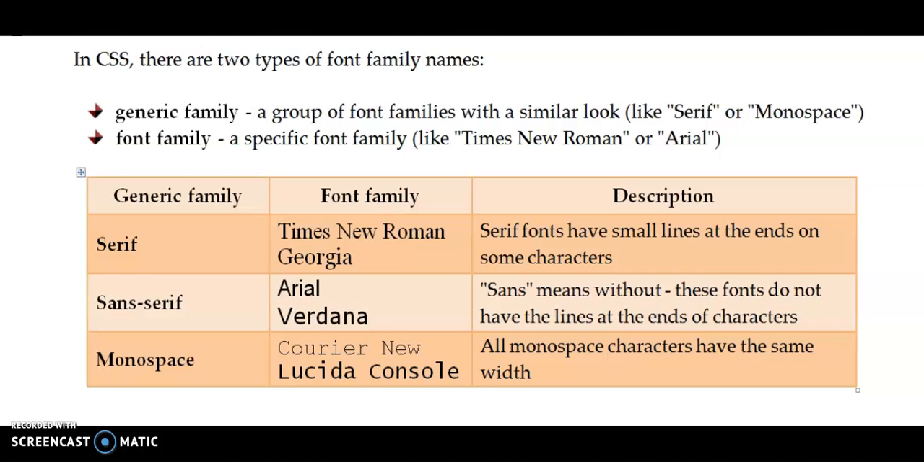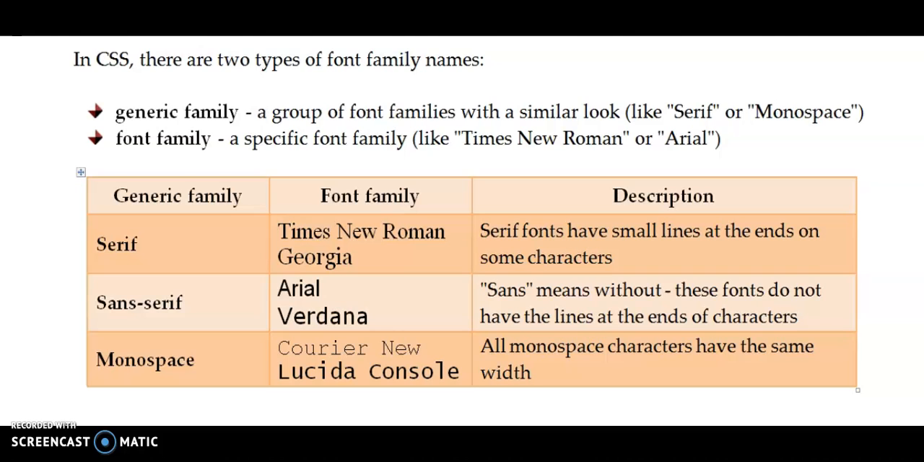Now for the sans serif, there are no such small lines at the end of the characters. Like Arial, Verdana, they provide the same look. So they all belong to the same generic family called sans serif. And then there is monospace, like Courier New, Lucida Console, etc. In this monospace generic family, all the characters have the same width. So they also provide a similar look, and they are grouped together in the generic family called monospace.